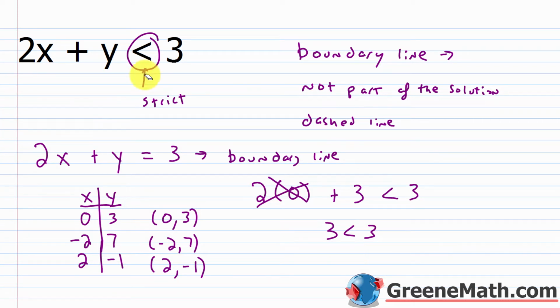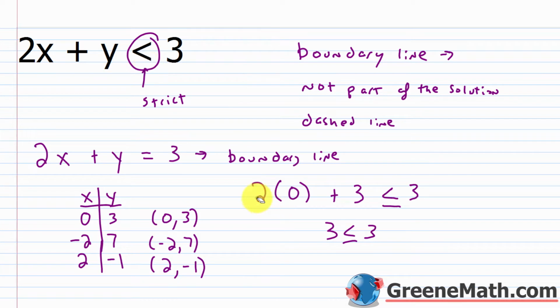But if this was a non-strict inequality, let's say, for example, I had less than or equal to over here. Well, then when it gets to this, 3 is less than or equal to 3. Well, that would work. So you can see that your boundary line is part of the solution if you have a non-strict inequality, but not part of the solution if you don't. Okay, so in this case, we've got a strict inequality, so it's not part of the solution.